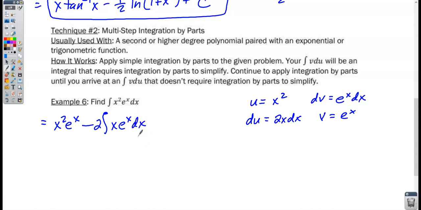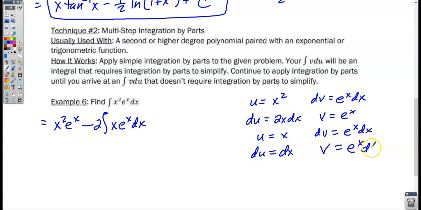Now this is an integral that I can't find by just using the antiderivative, so I'm going to apply parts again. I have a polynomial times an exponential, so we're going to use u equals x, dv equals e to the x dx. If you feel like subscripting these u's and v's because they mean different things at various times in the problem, feel free to do that. I'm just not going to. Now we have our u, our dv, our du, and our v for this integral. Everything else stays the same. We've got this x squared e to the x minus 2 times.